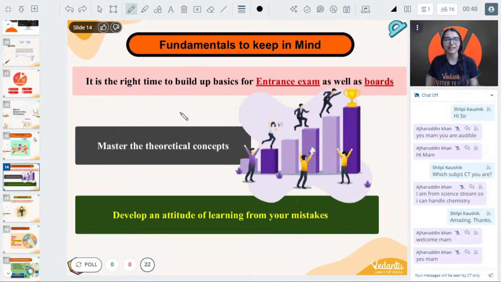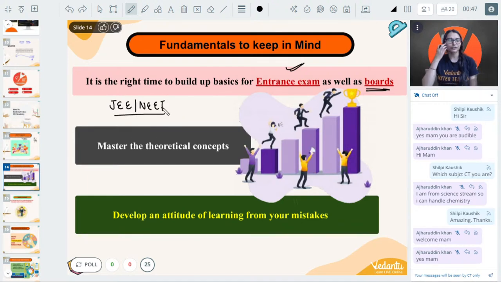Fundamentals that you have to keep in mind. It is the right time to build up the basics for the entrance exam as well as the boards. That is the right thing. In the starting of the academic year, you guys have a lot of time to do brainstorming ki mujhe kya karna hai na. This is the time that you can spend to think what I want to do in my life career-wise. Like after 10th standard, I want to go and prepare for JEE NEET exam. Ya phir I want to go and take up the art stream. I want to take up the commerce stream. So you can think around it and accordingly you can prepare yourself for the entrance exam, because you know that there are a lot of students who actually start preparation for the JEE NEET right from the junior classes.